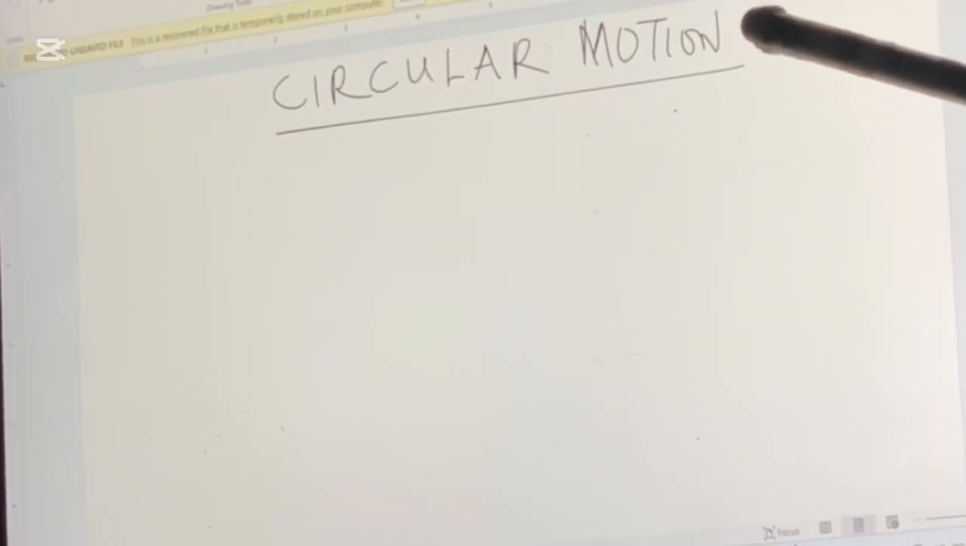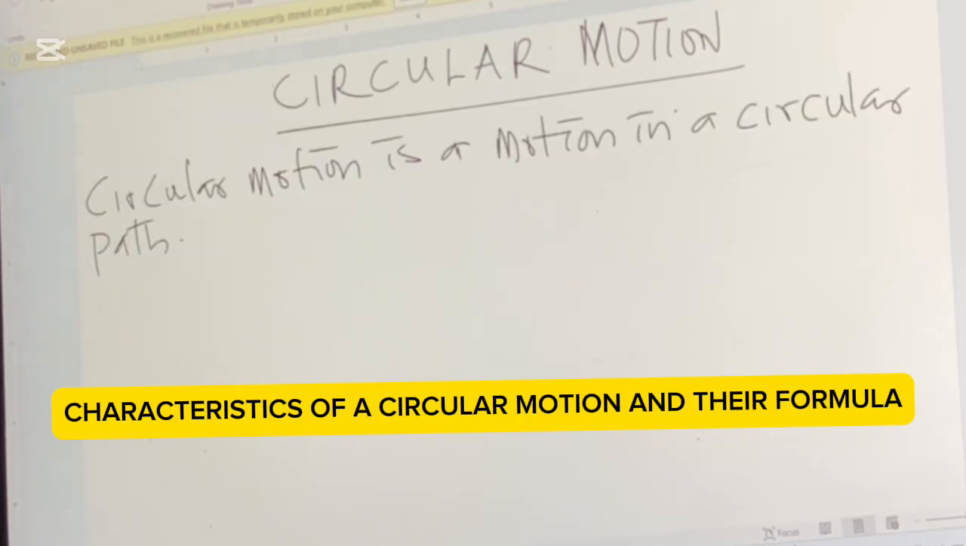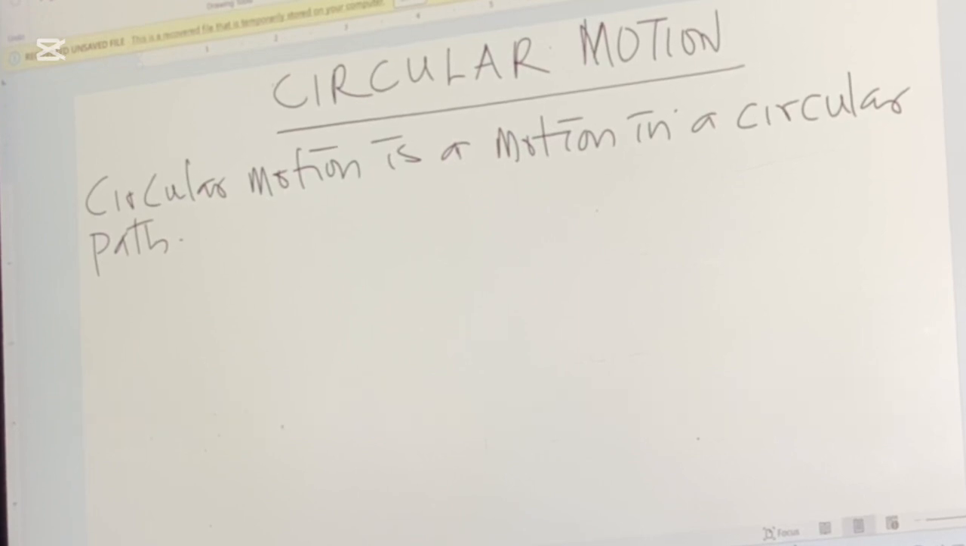Okay, please write. Circular motion is a motion in a circular path. The characteristics of circular motion. So a circular motion has the following characteristics. The first one is constant speed. The second one is changing velocity. The third one is centripetal acceleration.